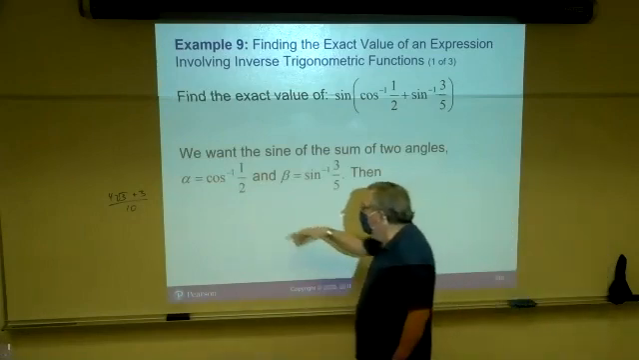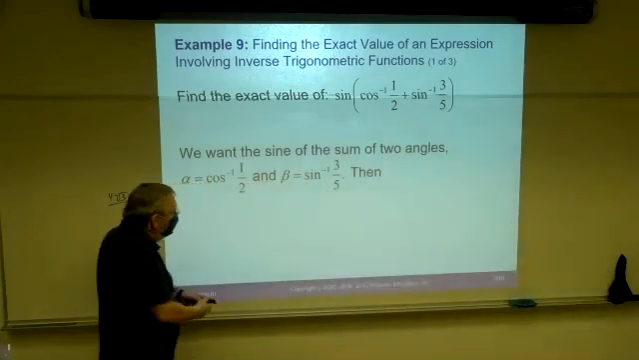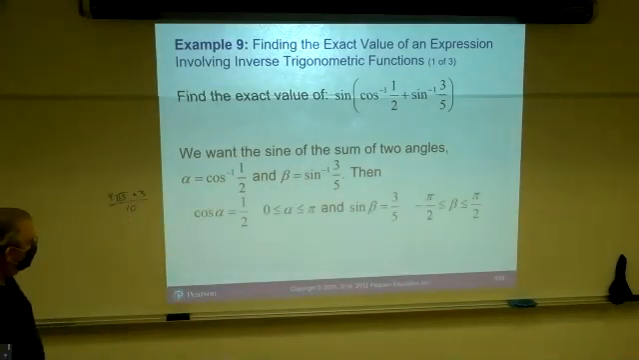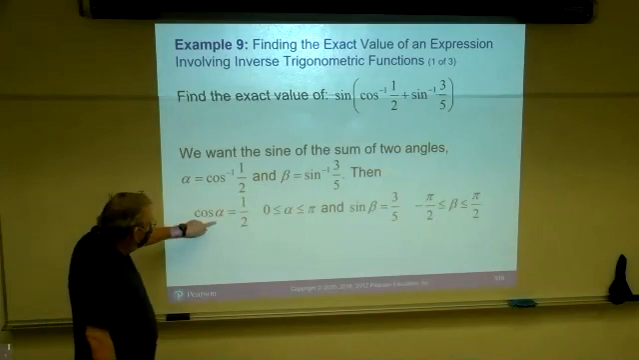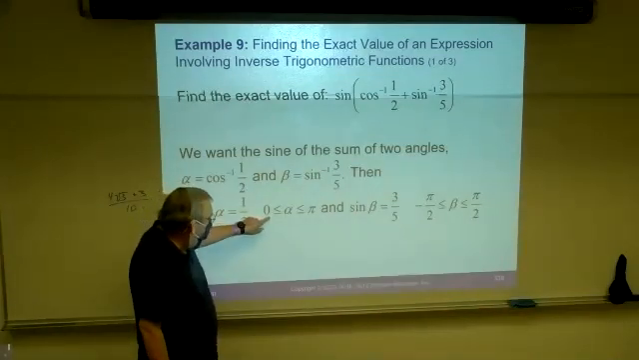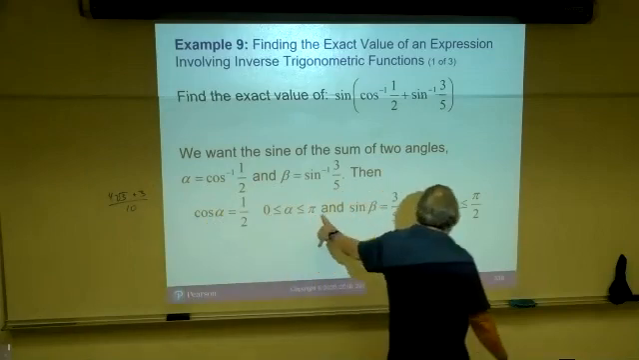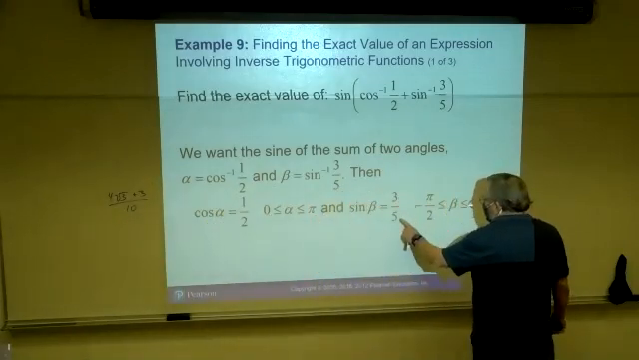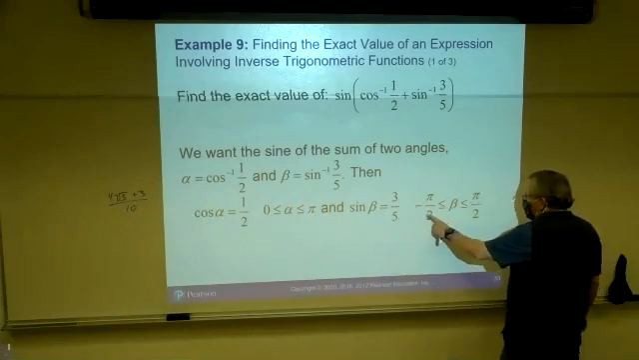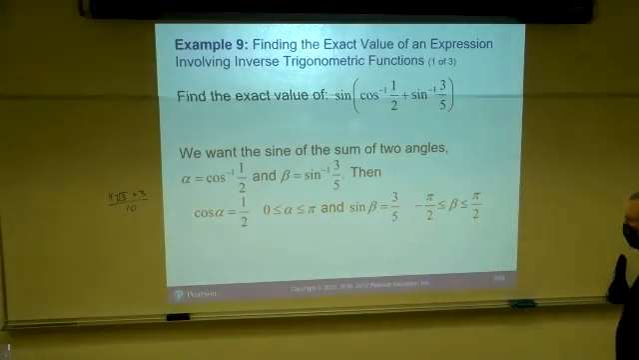So they went ahead and assigned what alpha and beta were. And then since cosine equals 1/2, that means it's going to be between 0 and pi. And sine is 3/5, so it's going to be between negative pi over 2 and pi over 2. Well, the point is we're getting positive sine and positive cosine, and the only place they're both positive is in the first quadrant, between 0 and pi/2.